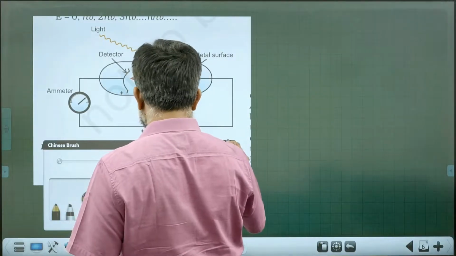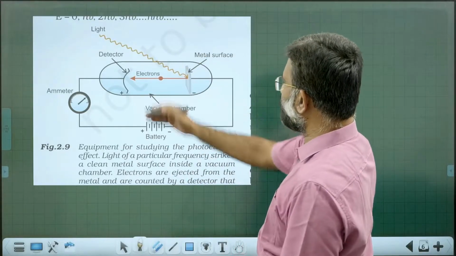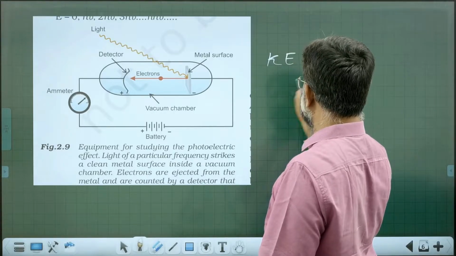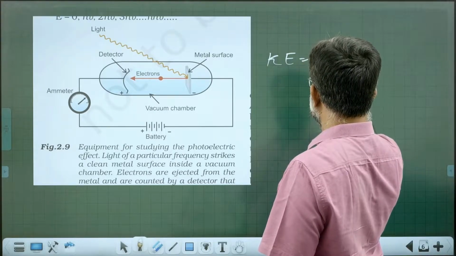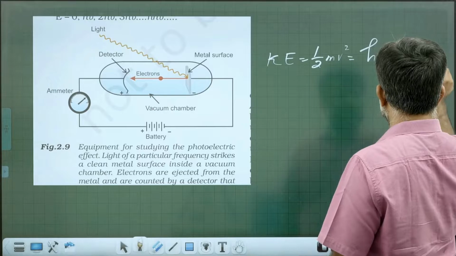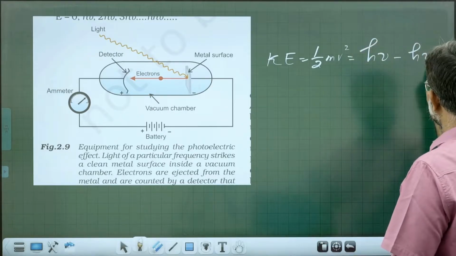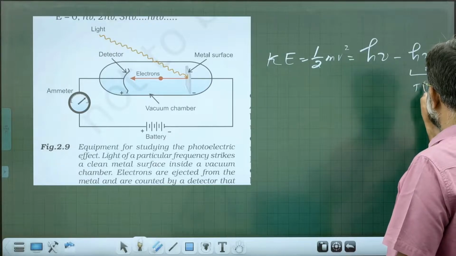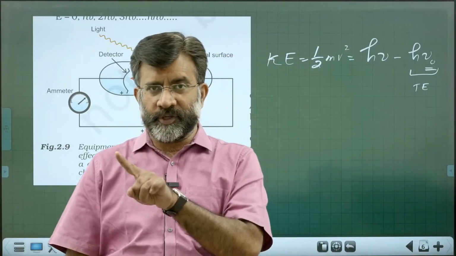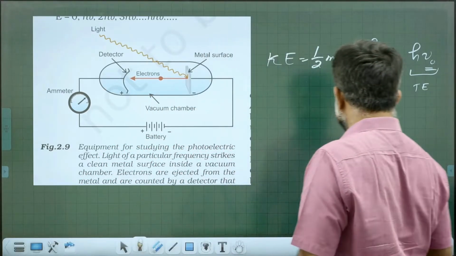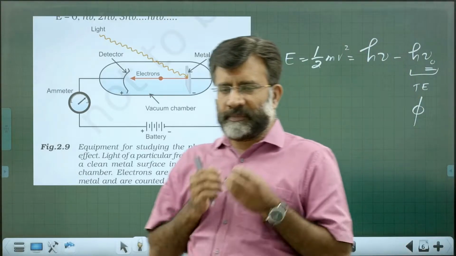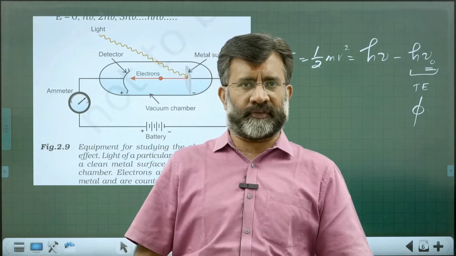And if you are giving a higher energy, that will be transmitted as kinetic energy to the ejected electron. I think all of you know the kinetic energy of the ejected electron: half m v squared is equal to h nu minus h nu 0. Nu 0 is the threshold frequency, and h nu 0 is called the threshold energy. It is also called the work function. It is represented as psi, the work function, the minimum energy to cause the photoelectric effect.